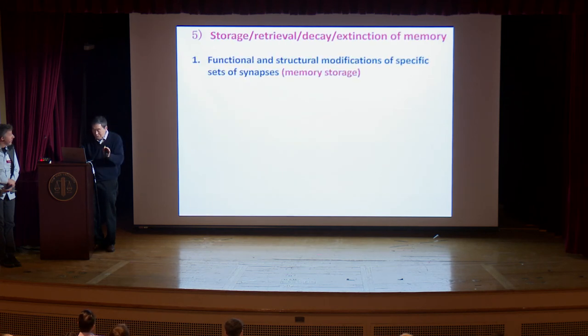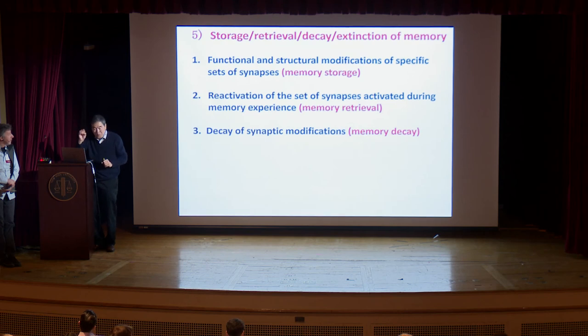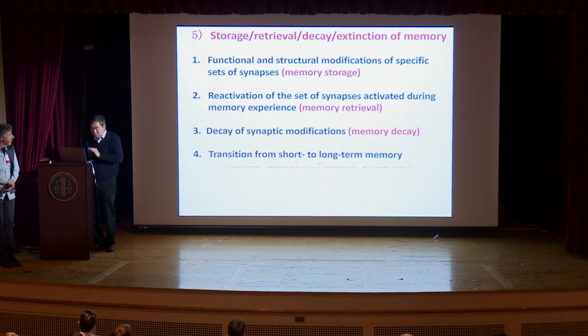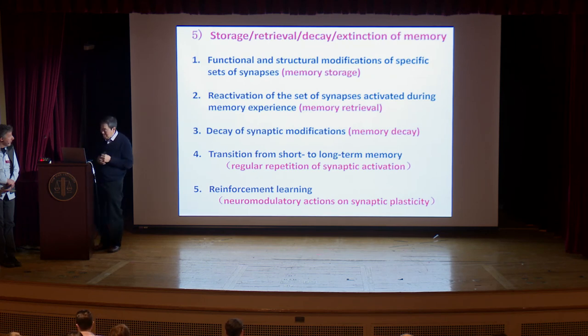There's memory storage, distributed memory, but there's also the retrieval problem, and also important, decay. Now, how do you stabilize the memory and prevent the decay? How do you transition from short to long-term memory, irregular repetition, things like that? Reinforcement learning in neuroscience is not the same thing as in the machine learning field. It involves neuromodulatory action that modifies the rules of plasticity. Right? There's a very specific action of neuromodulators.